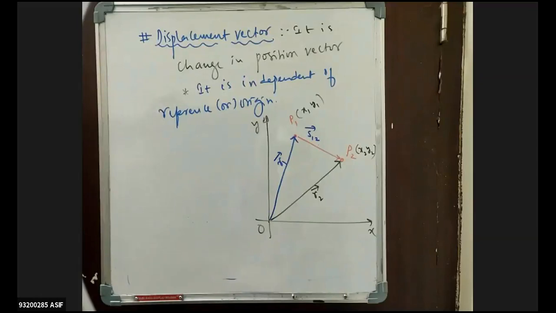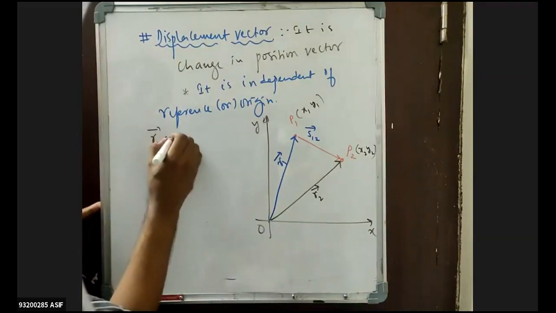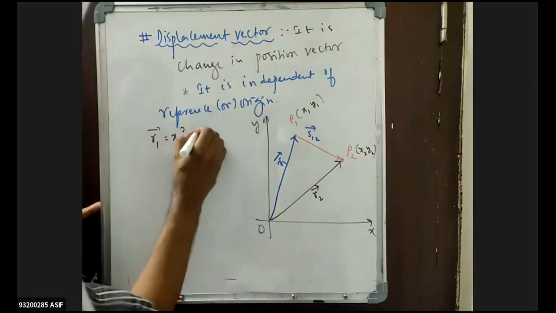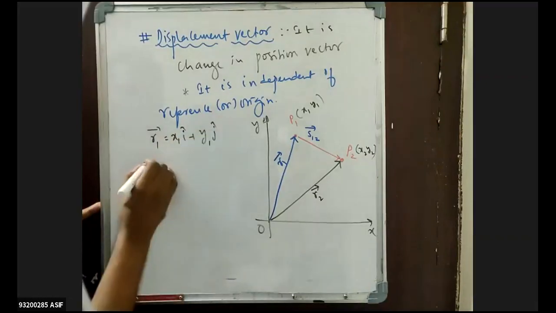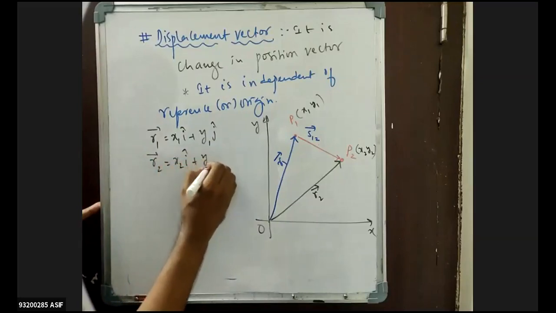Then I can apply the triangle law of vector addition. Okay, tell me what will be the value of R1 and R2, beta? Everyone, R1 bar is equal to x1 i cap plus y1 j cap. The same way R2 bar will be equal to how much, beta? x2 into i cap plus y2 into j cap.